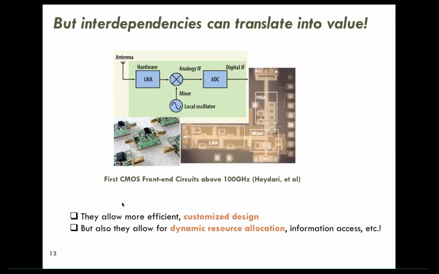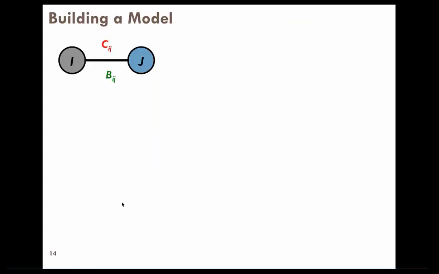So these interdependencies actually create room for customized design, but they also allow for dynamic resource allocation, because you have various either surplus or shortage of resources at different points in the system, in which case you benefit from these interactions. So, let's do a little bit of modeling after all with this.